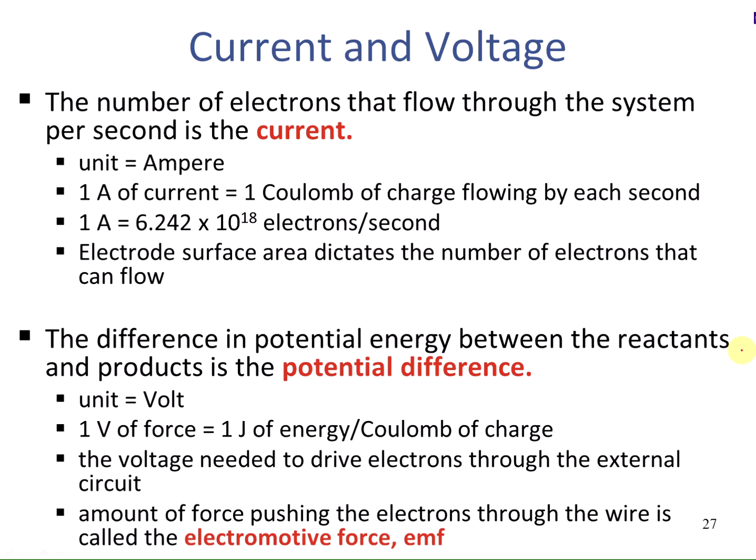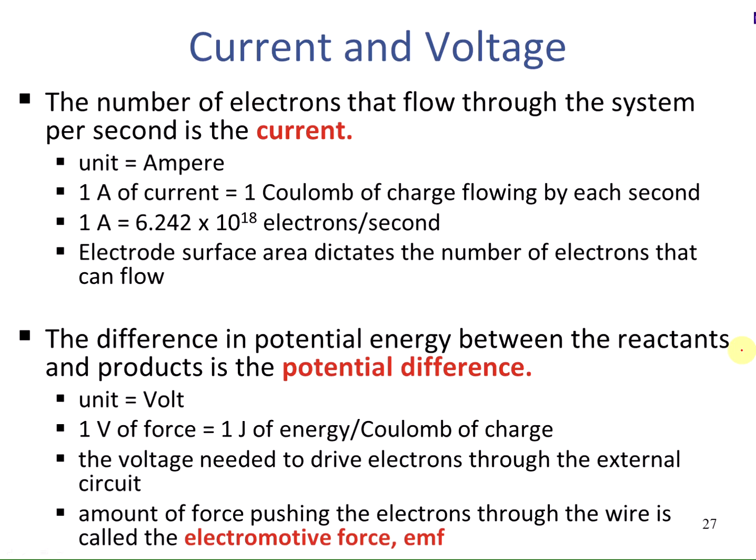And the voltage needed to drive electrons through the external circuit, the amount of force pushing the electrons through the wire, is called the electromotive force, or the EMF. So the voltage, if we're referring back to our stream analogy of water flowing through, we can either have a large stream with a lot of pressure, so there's a lot of pressure in the stream, that's the voltage, but a lot of water passing by, that's current.